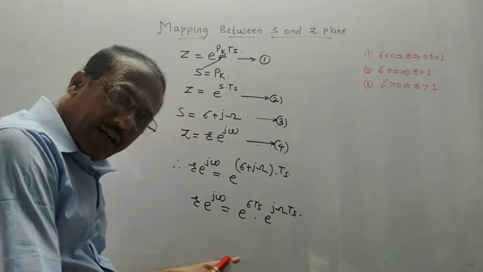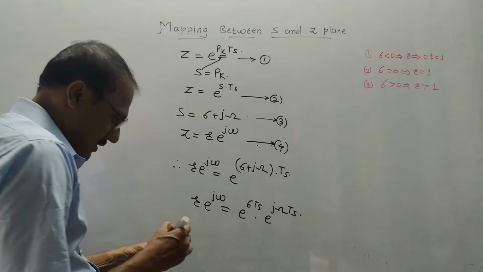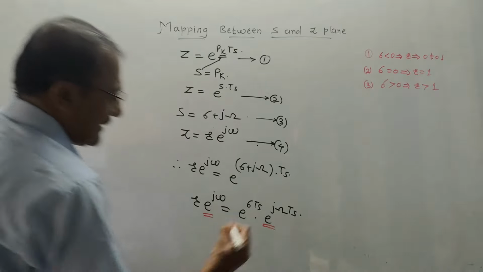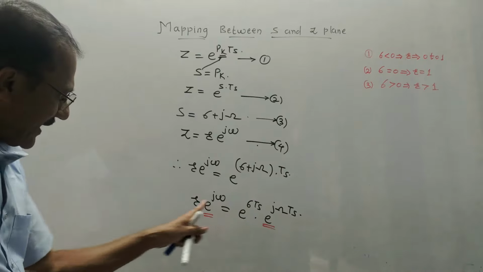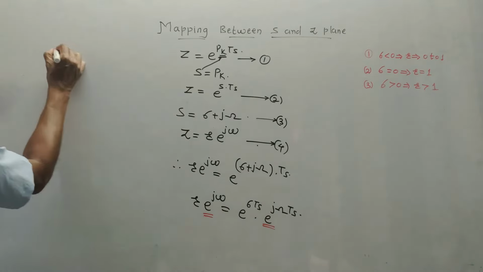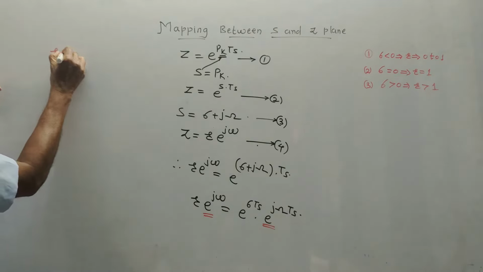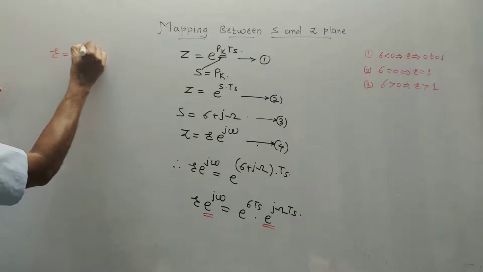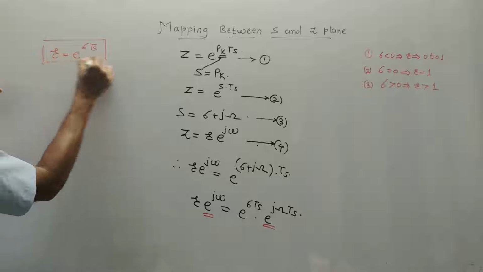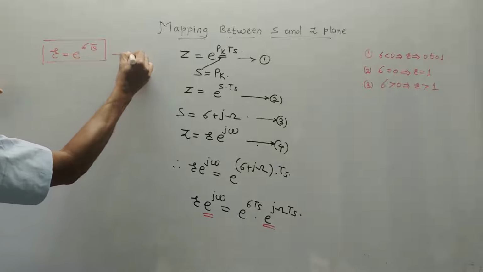Imaginary part is the part which is containing notation j. So these two terms indicate the imaginary part, whereas the remaining is the real part. So if I equate the real parts, then I can write the equation r equals e raised to sigma Ts. Say this is equation number 5.